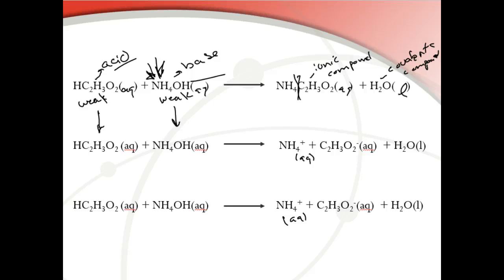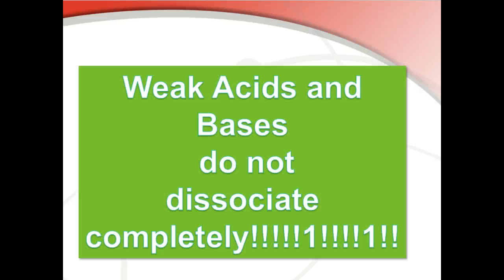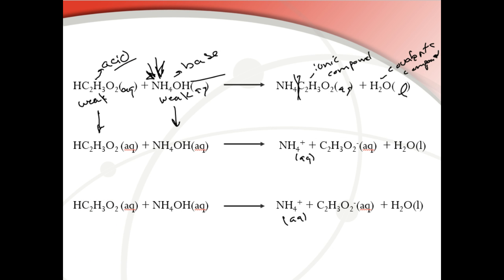We have a big point that I cannot stress enough. Weak acids and bases do not dissociate completely. Therefore, in a net ionic equation, we leave them together as a molecule because that is the predominant species in the bottle or in the beaker or whatever, in the reaction. You know, acetic acid only splits up about 1% of the time. Only 1% of the molecules in solution dissociate into ions.